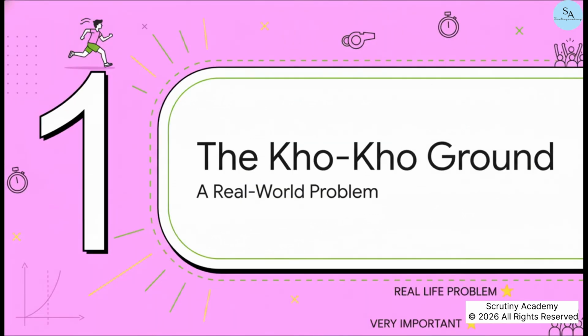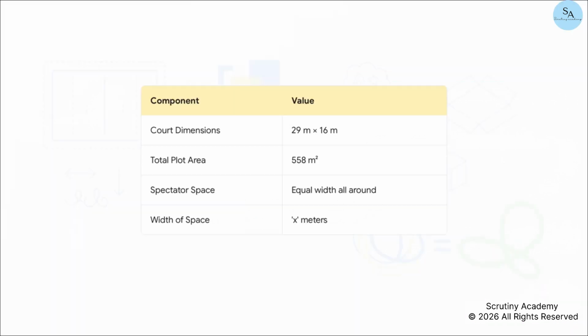Imagine your school wants to build a brand new kho-kho court. They've got this rectangular plot of land, but they also need to leave some space all around the court for everyone to sit and cheer for their teams. Okay, this slide breaks down everything we know. The court itself is 29 meters long and 16 meters wide. The total area of the land is 558 square meters.